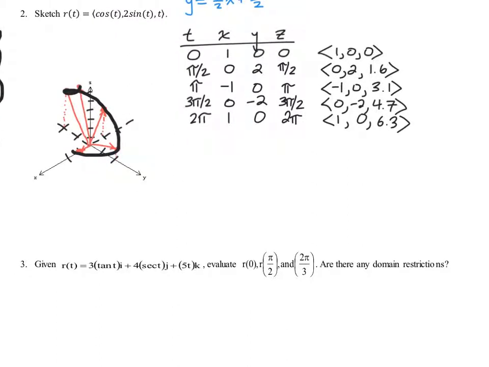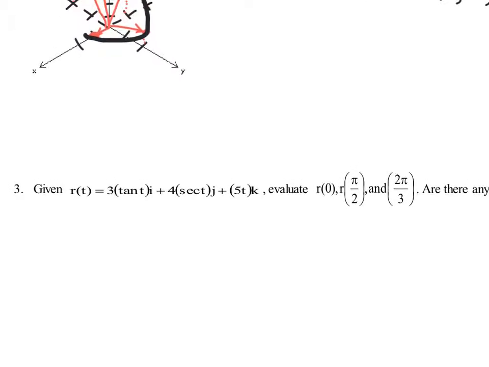3 times tangent plus, I, plus 4 times secant j plus 5k. We want to evaluate for these particular points and determine if there's any domain restrictions. Well, the reality is these particular questions are probably going to give us some sense of what the domain restrictions are, if any. So R, oh, that's still too thick. I had that on from earlier.